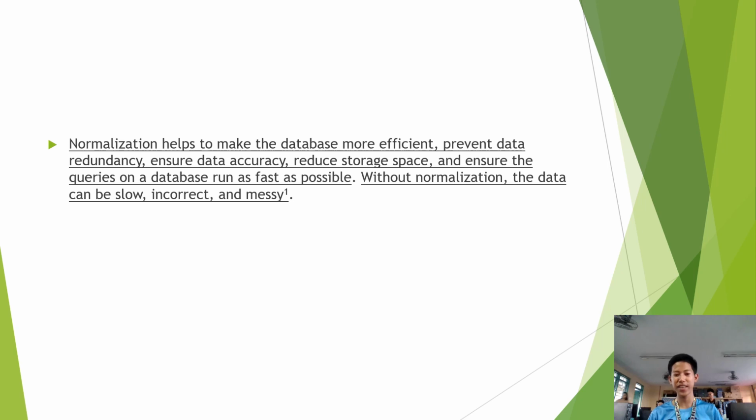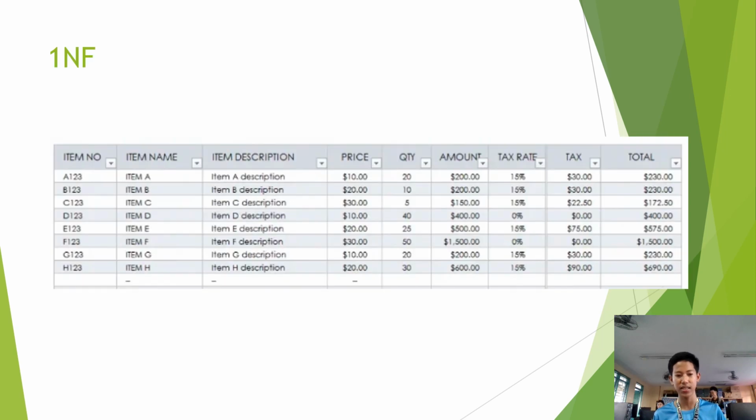Normalization helps to make the database more efficient, prevent data redundancy, ensure data accuracy, reduce storage space, and ensure that queries in a database run as fast as possible. Without normalization, the data can be slow, incorrect, and messy. So this is the first normalization form for this sales report.